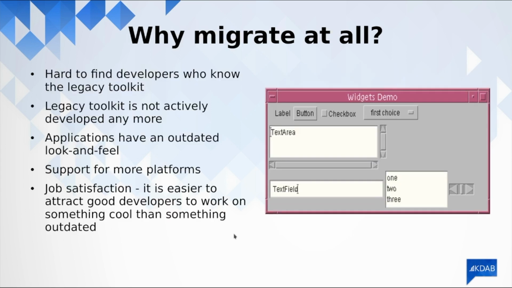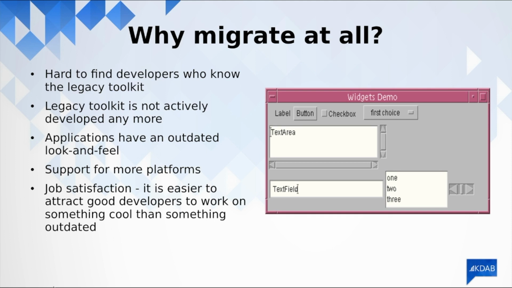So let's assume you have an existing application implemented in another toolkit. Why would you want to migrate at all? There could be a variety of reasons one would want this. You could be in trouble finding new developers who have expertise in one of the legacy toolkits you're using. Or the legacy toolkit itself could not be actively developed or maintained anymore.